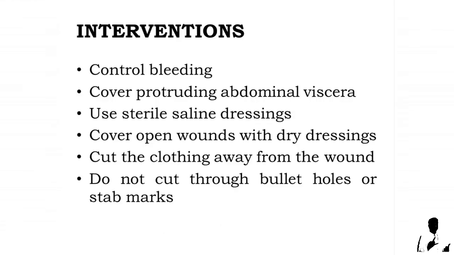Interventions include the following: control bleeding, maintain blood volume, and prevent infection. Cover protruding abdominal viscera. Do not attempt to replace the protruding organs into the abdomen. Use sterile saline dressings to protect viscera from drying. Cover open wounds with dry dressings. Cut the clothing away from the wound. Do not cut through bullet holes or stab marks. These will be needed by law enforcement authorities as forensic evidence.